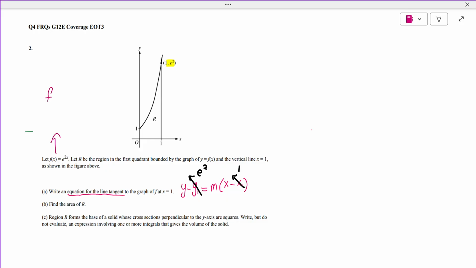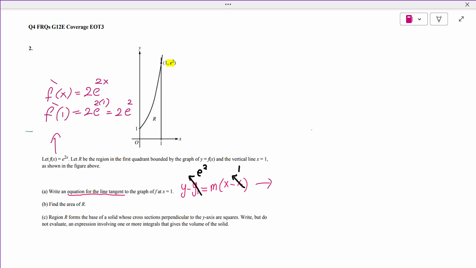So we need f prime of x, which is given by 2 times e to the power of 2x, and we need the slope of the tangent line at x equals 1. So we will substitute the 1, which will be 2 times e to the power of 2 multiplied by 1, which is 2 times e squared. This is going to be the slope.